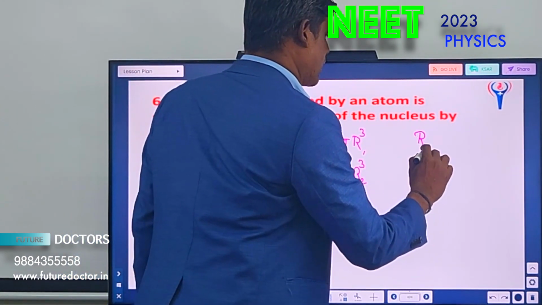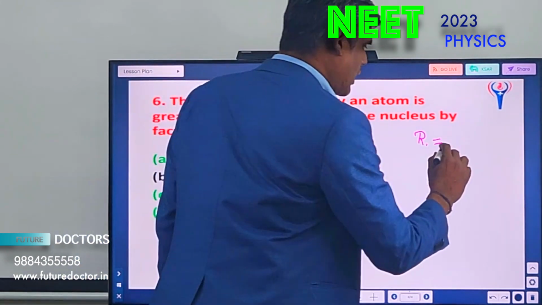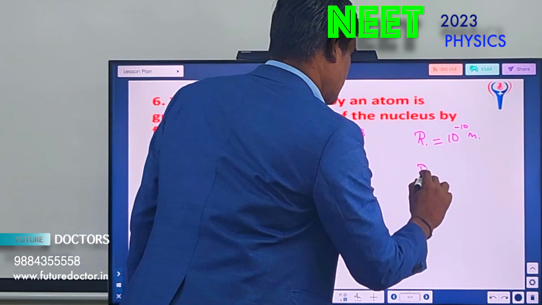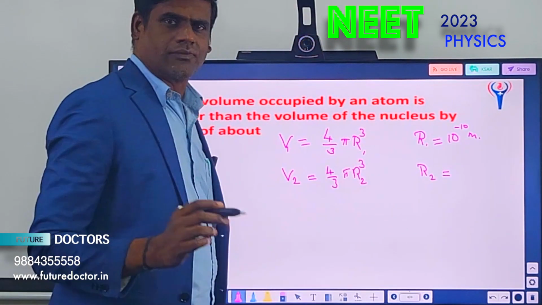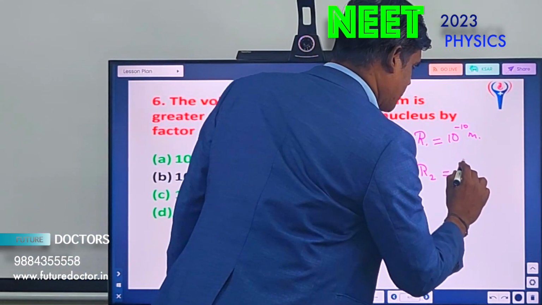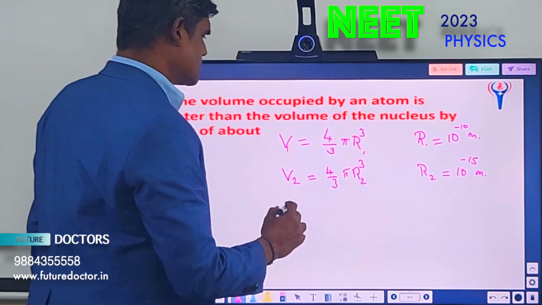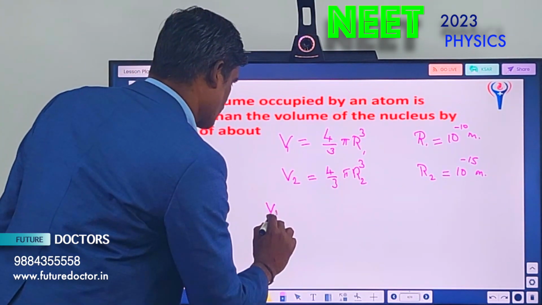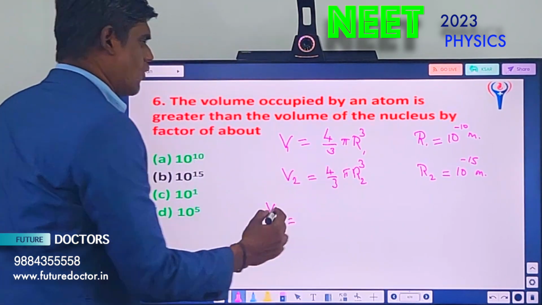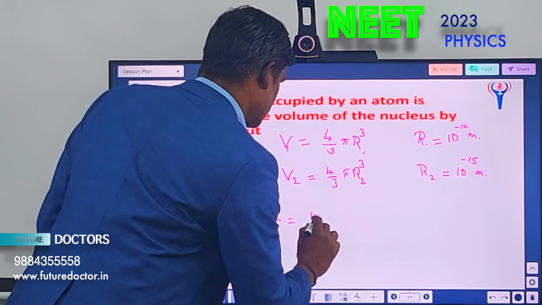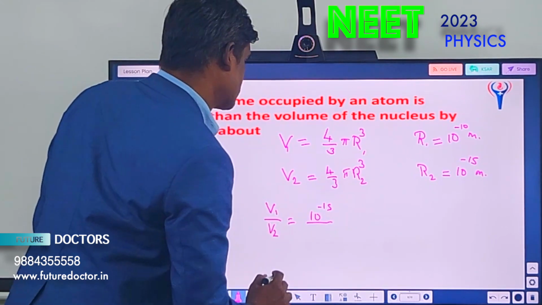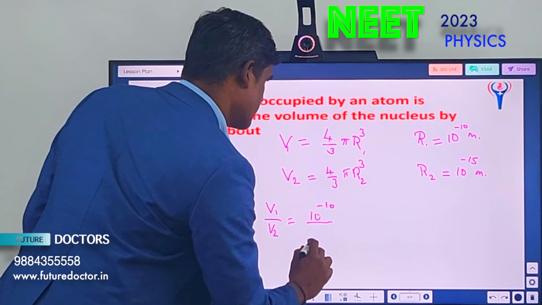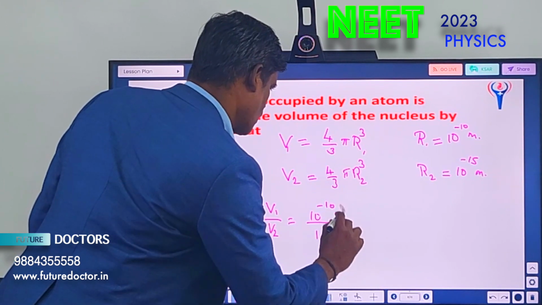Atom radius will be in terms of angstrom, 1 angstrom equals 10 power minus 10 meter. In the same way, the radius of the nucleus will be in Fermi, 1 Fermi equals 10 power minus 15 meter. Substitute this here. You want to find how much greater the volume of the atom is. So V1 by V2 equals 4 by 3 pi cancelled, then 10 power minus 10 divided by 10 power minus 15, whole power 3.